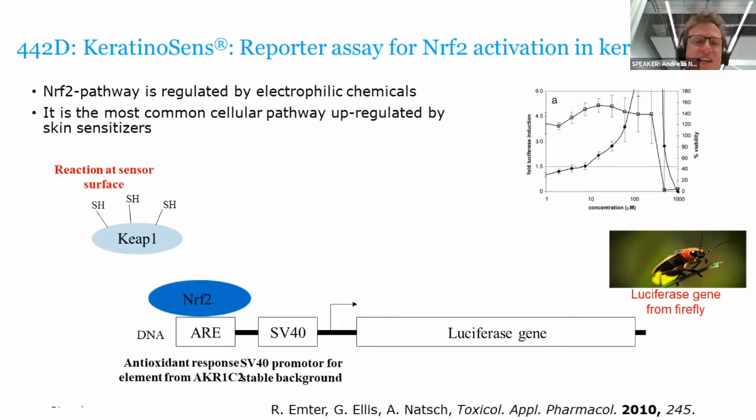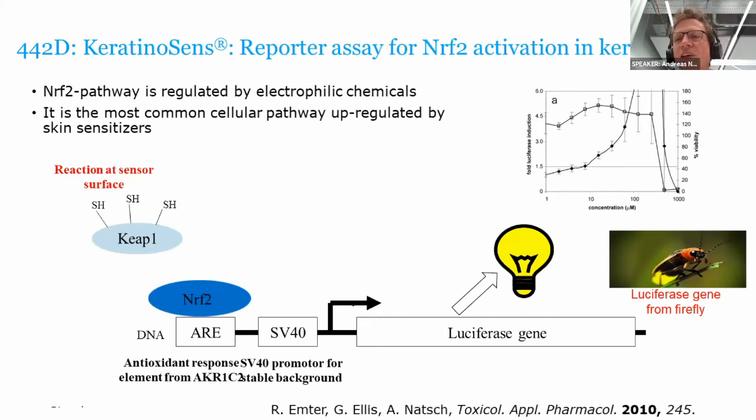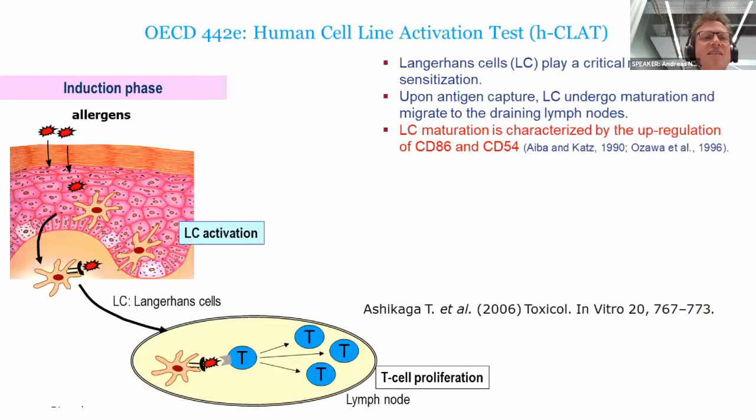And in the keratinosense assay, this is then coupled to a constitutive promoter and the luciferase gene. And so it's a very simple readout measuring the light in a dose response, usually at 12 concentrations in parallel to a cytotoxicity measurement. And actually, a significant induction of the NRF2 gene in absence of cytotoxicity is what rates a chemical positive in this assay.